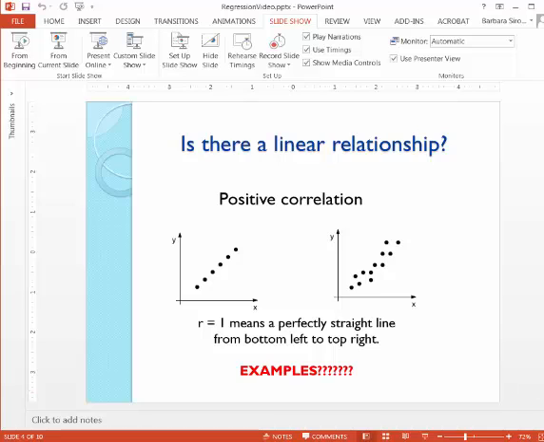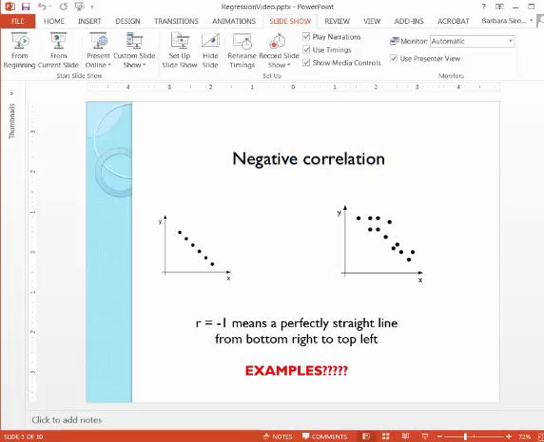Of course, not everything is a positive correlation. We could have negative correlation, and that means as x goes up, y goes down. Again, if the points are perfectly on a line, r is going to be -1, but that never really happens. In real life, there'll be a spread of points that look kind of like this. Examples: the more time you study, the less sleep you might get. You kind of get the idea. As the price goes up, demand goes down, if we're talking about products.